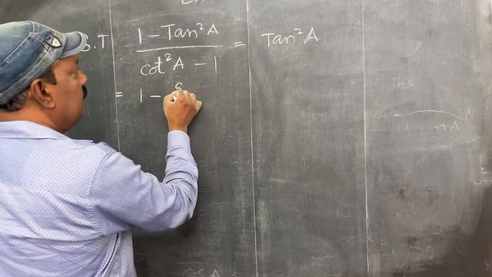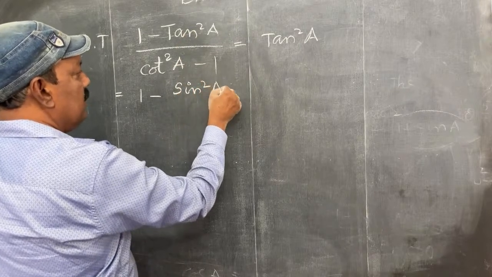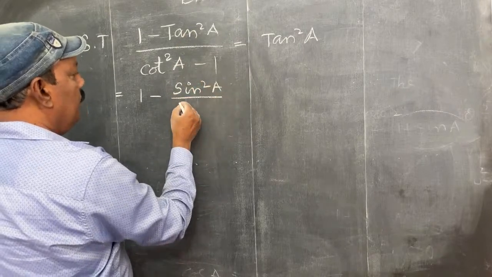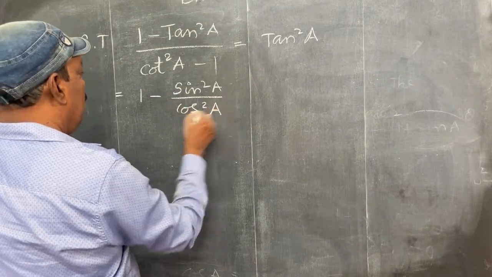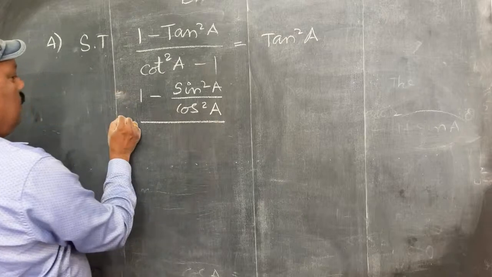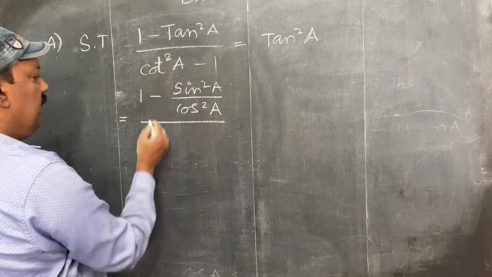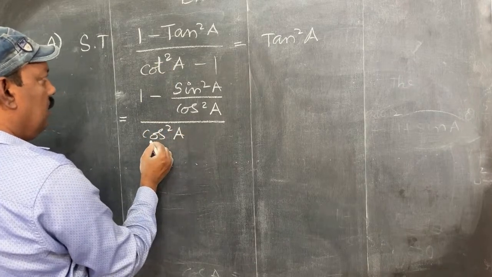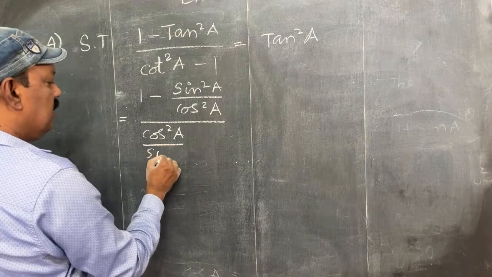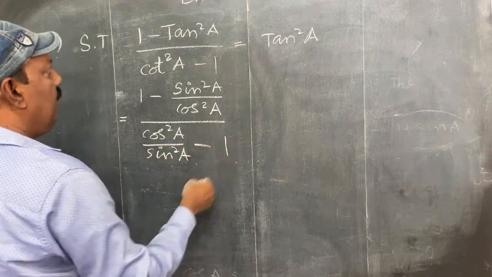1 minus tan square A I am converting as 1 minus sin square A by cos square A. Now the denominator also I am converting. Cot square A I am converting as cos square A by sin square A, and minus 1 will be as is.